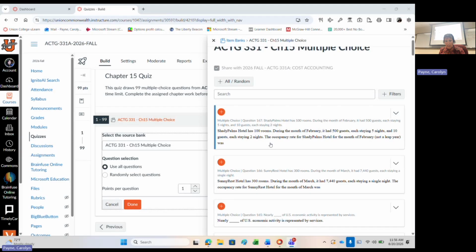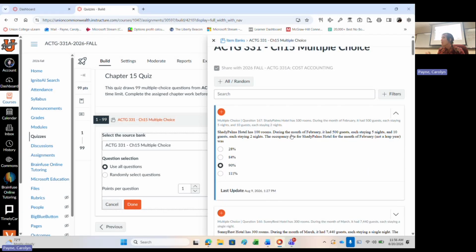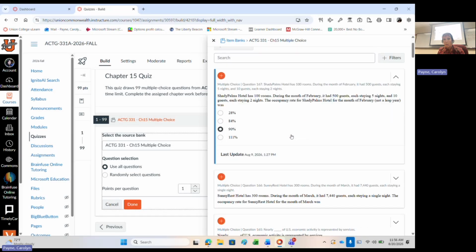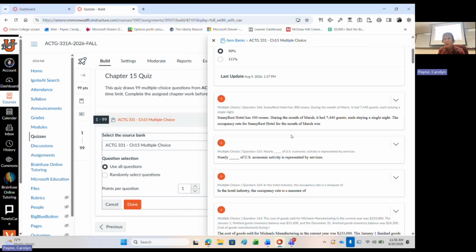If we divide that by the total number of rooms that could have been occupied, 2,520 divided by 2,800, we get a 90% occupancy rate. So if we click it, that's correct. So that's how we calculate the occupancy rate, what rate we were occupied for the month.